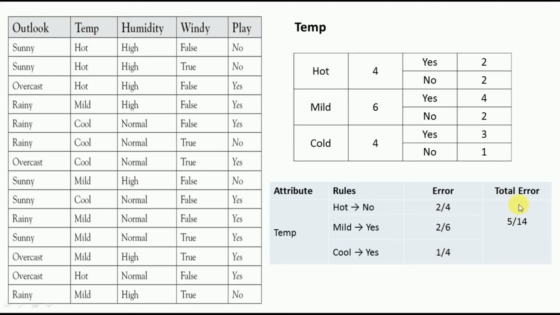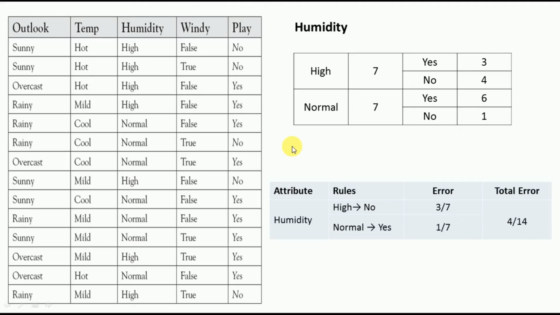I need to calculate the total error, that is 2 plus 2 plus 1, that is 5. That's the total number of errors out of 4 plus 6 plus 4, that is 14 in this case. So the total error of this particular attribute, that is temperature, is 5 by 14. The next one is humidity, that is the attribute. When you see this particular attribute, we have 2 possibilities.